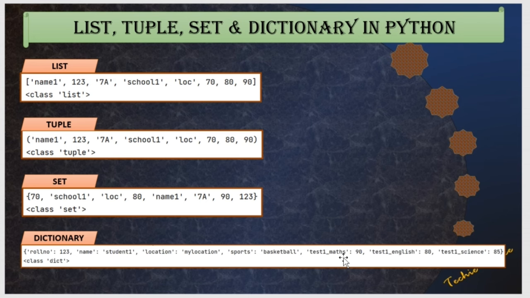The fourth data type that we are going to look at is the dictionary data type. In our daily life, when we refer to the keyword dictionary, it means that we are going to look for the meaning of a particular word. Similarly in Python, the dictionary data type is in key-value pair format, which is something like roll number 123, name student 1, location my location. So the data will be in the key-value pair format.